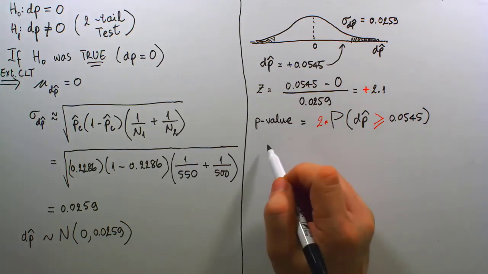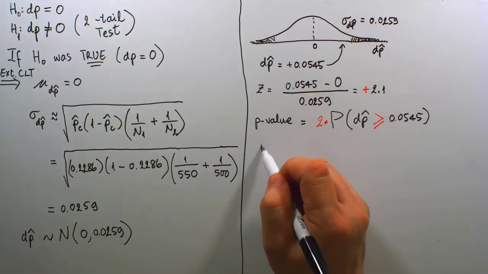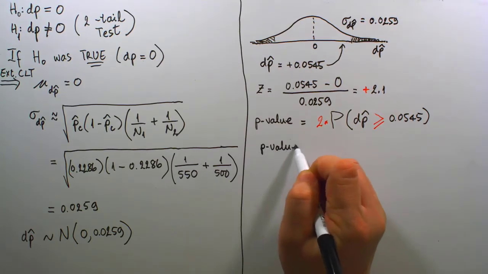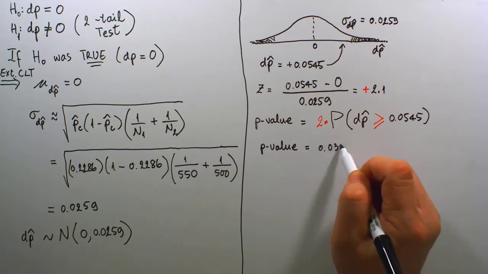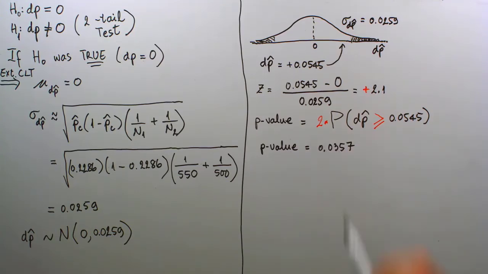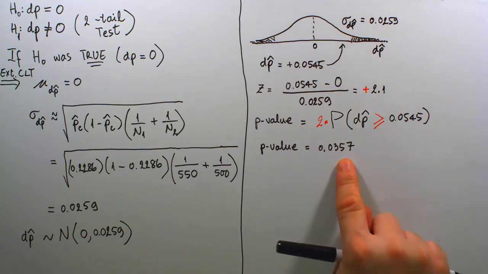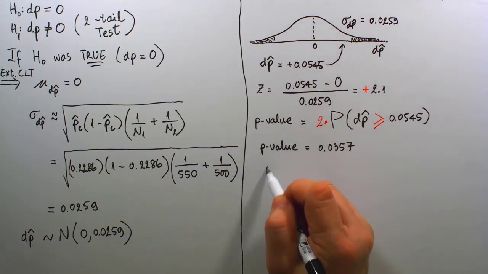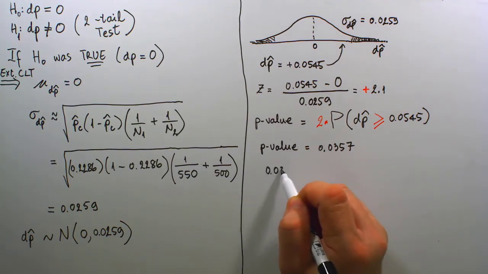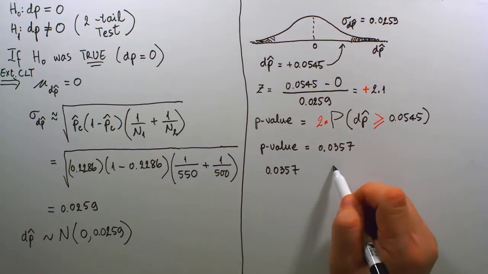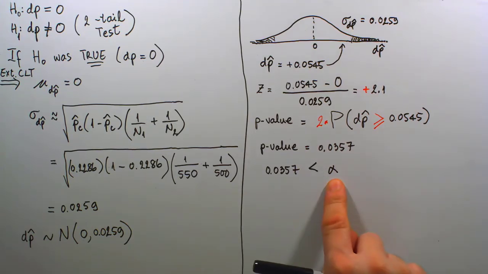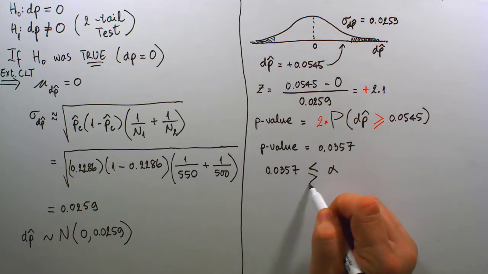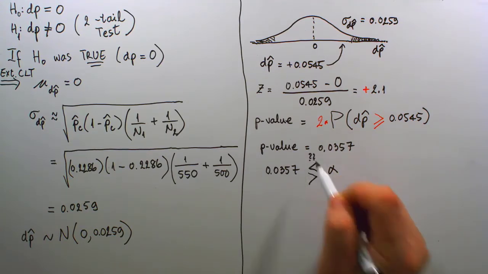So now that we have calculated our final p-value as a two-tailed p-value to be 0.0357, this final p-value is now going to be compared with the significance level given in a problem, and we want to find out whether the p-value is less than the significance level or above the significance level, and that's the question to be addressed here.